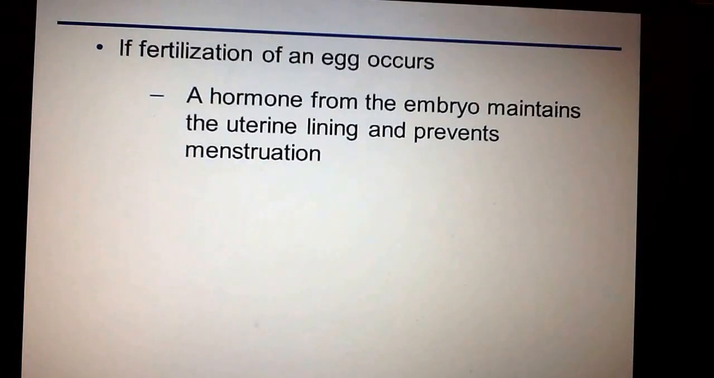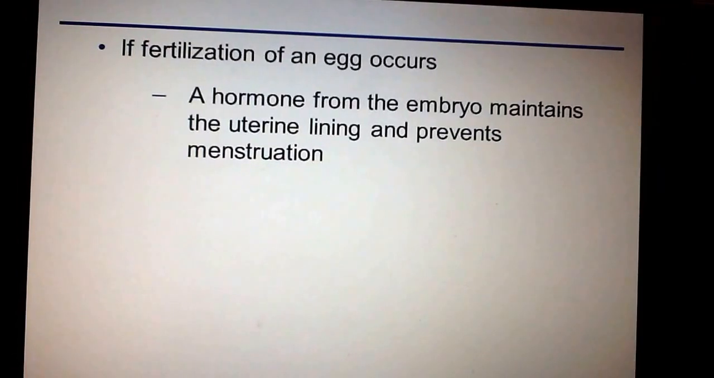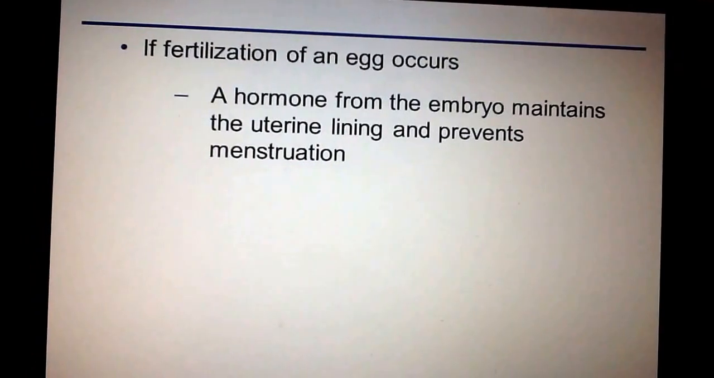So there's a hormone that comes from an embryo, a fertilized egg and sperm when they meet together, that actually says, hey, uterine lining, endometrium, we need you, hang out here, and we don't want to break down or go away, and that way we can start to develop the placenta that will then nurture the baby that is developing. If there is no hormone released from the embryo, then the endometrial lining or uterine lining is released from the uterus, and you get the bleeding or menstruation period.